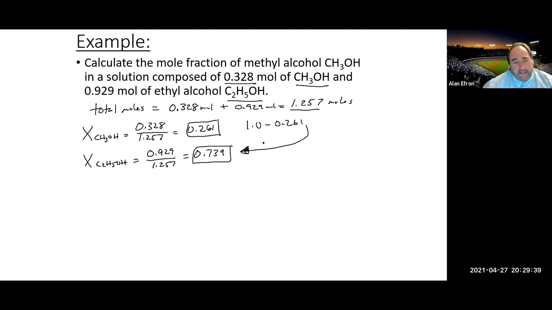So mole fraction, not too hard. Again, we'll see it in gases in the next chapter. We'll also see it later on in colligative properties with molality as well. Any questions on that there? If I'm not mistaken, that should wrap it.